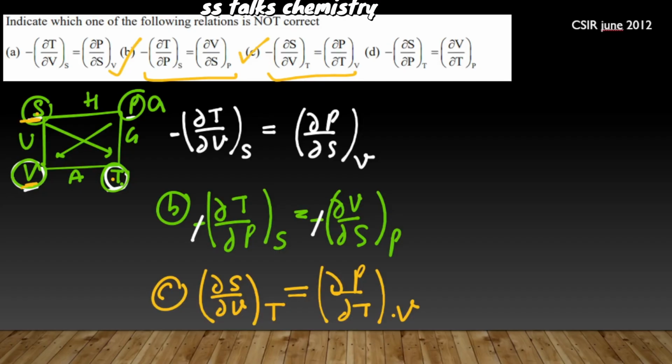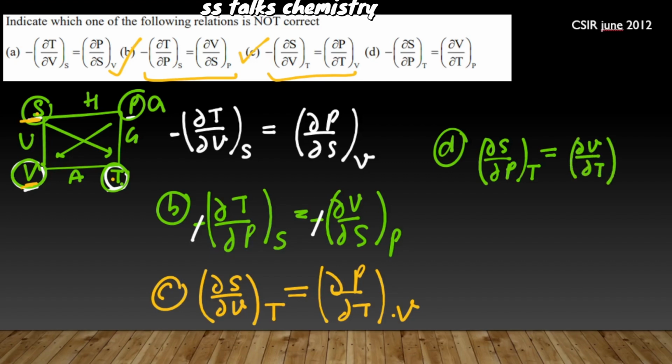Okay. Option D you can also check. That is for del S by del P at constant temperature. A positive sign will be there. This is equal to del V by del T. Now opposite of the volume is the pressure term, the arrow is going away from it, so a negative sign will be placed in front of it. This is what we are getting. So option D that is shown to us is the correct one. So the answer is going to be either B or C.